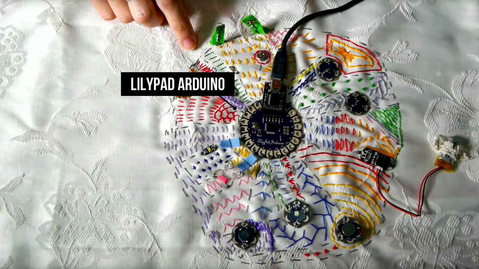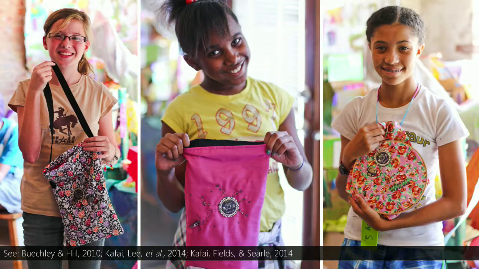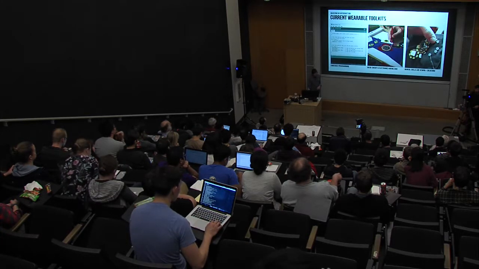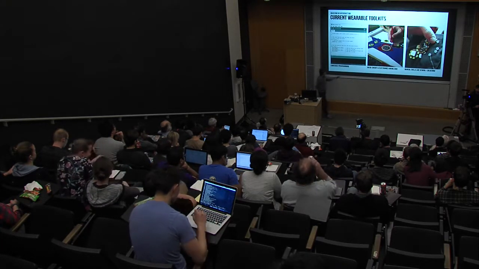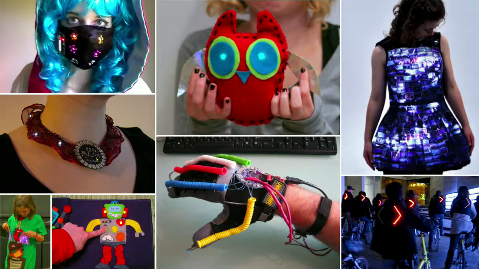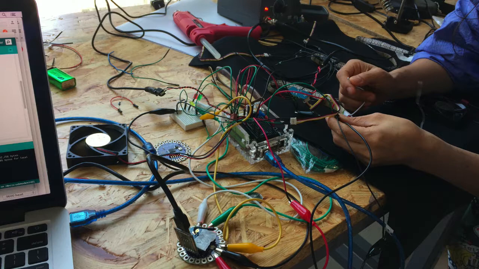So to motivate this a bit, wearable construction kits like LilyPad Arduino or Adafruit Flora have been incredibly popular, and they've shown promise in changing perceptions of computer science and bringing in underrepresented groups to computer science and allowing users to create self-expressive and personally meaningful designs. However, these toolkits require embedded programming, basic circuit and electronics knowledge, and manual high-fidelity skills like craft work and soldering. So this allows for really high ceilings and extremely expressive and really interesting designs, but it also creates barriers for young children and even adult hobbyists.